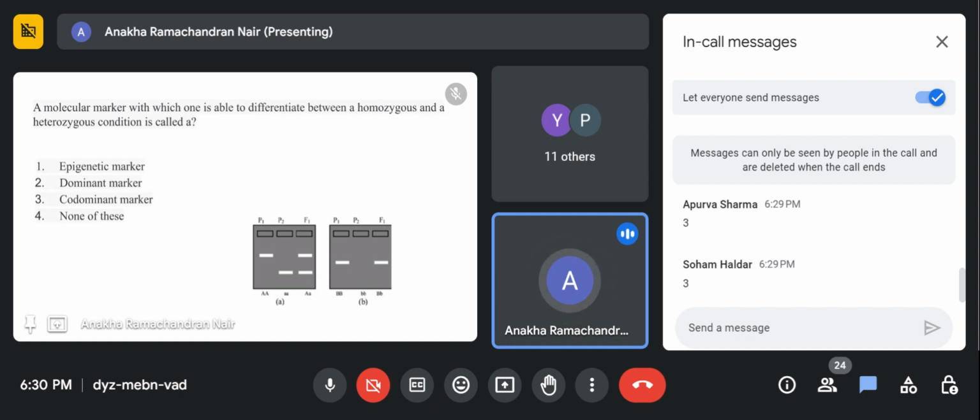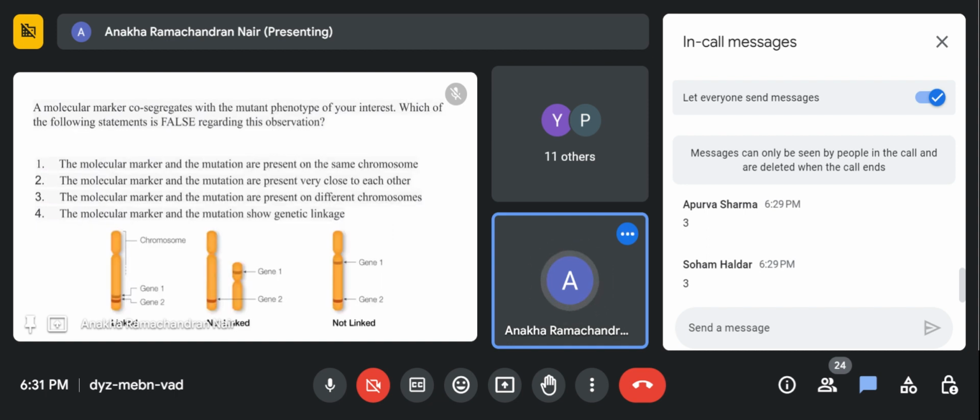So let's move on to the next question, and this is technically the last question for today. The question is, a molecular marker co-segregates with the mutant phenotype of your interest. Which of the following statements is false regarding the observation? Option 1, Option 3, ma'am, option 4. All right.